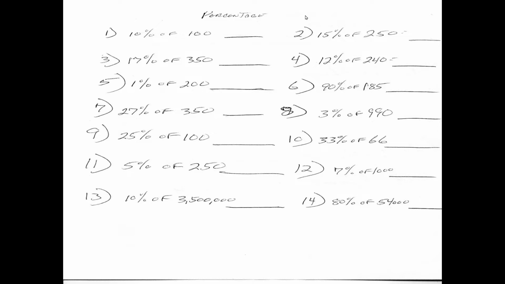We left off at 3% of 990, said 29.7. Next one is 25% of 100. Should be 25. That's an easy one. 33% of 66. Again, 0.33 times 66. 21.78. Beautiful. Thank you. 5% of 250.